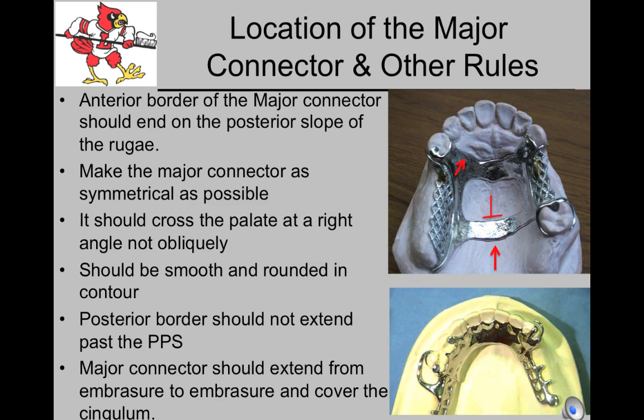The major connector should extend from and scallop from embrasure or contact point to contact point in order to close any space for food impaction. It must also cover the cingulum, as shown in the lower right picture.